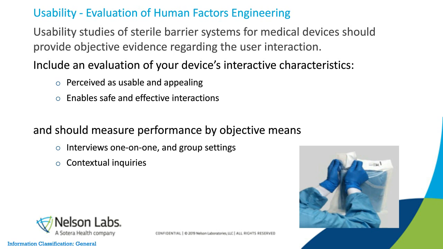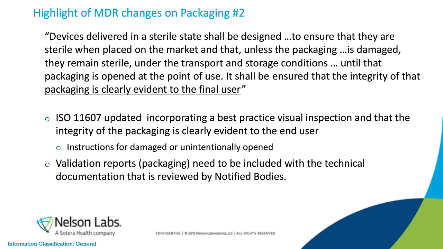The second highlight that I'd like to look at is specific to ensuring that the integrity of the packaging is clearly evident to the final user. 11607 incorporated a best practice visual inspection and that the integrity of the packaging is clearly evident to the end user. What they're looking for here is instructions for what happens if the packaging is damaged or unintentionally opened. Does your label refer to your IFU and state that if the barrier is breached, the product is not usable? Those are the kinds of things that they're looking for.